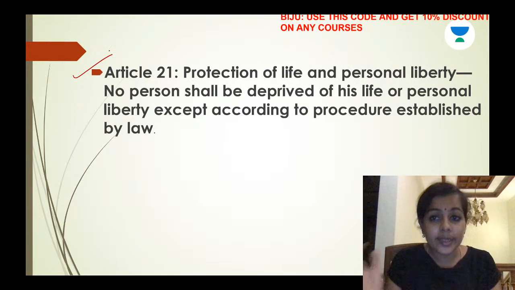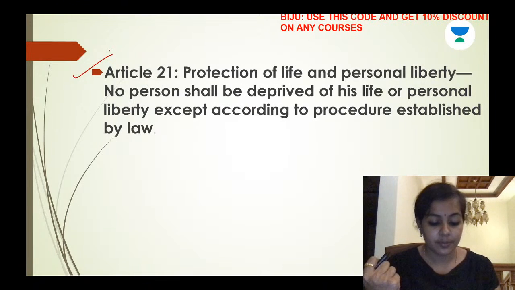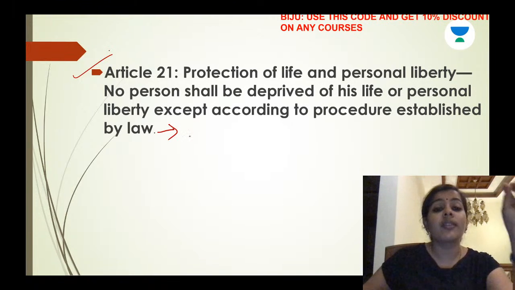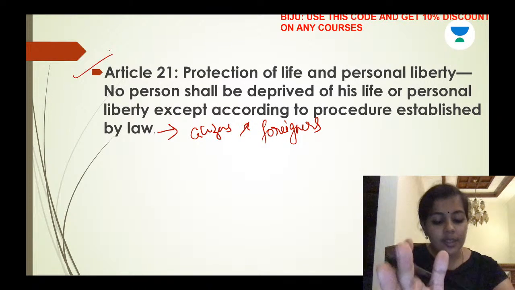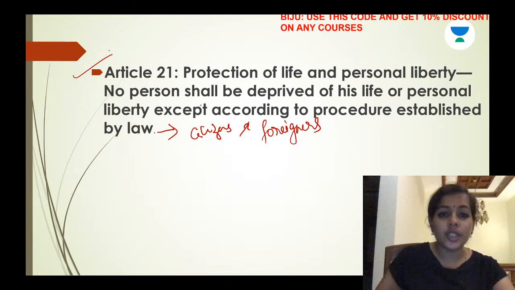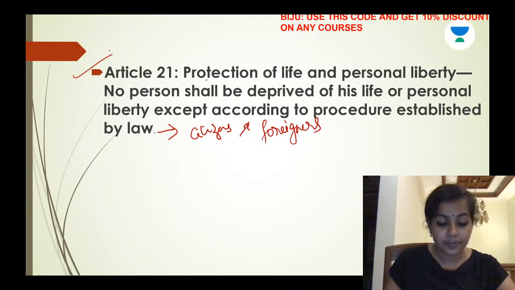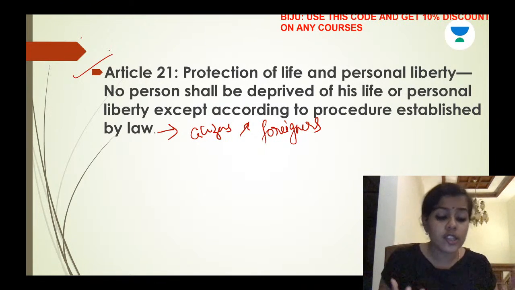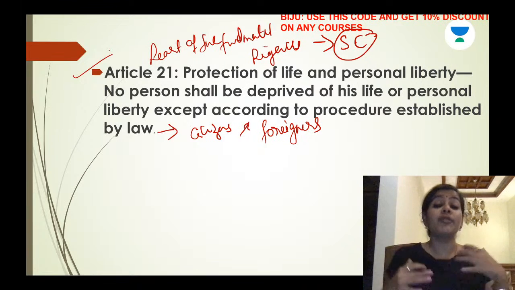Then Article 21 is a very important article. Protection of life and personal liberty. What is it? This is a fundamental right which is available for both citizens and foreigners. Both the citizens and foreigners have this fundamental right. This can be divided into protection of life and liberty, or right to life and right to personal liberty. This is one of the most important rights which a constitution carries. This is the heart of the fundamental rights. The Supreme Court described this as the heart of the fundamental rights.